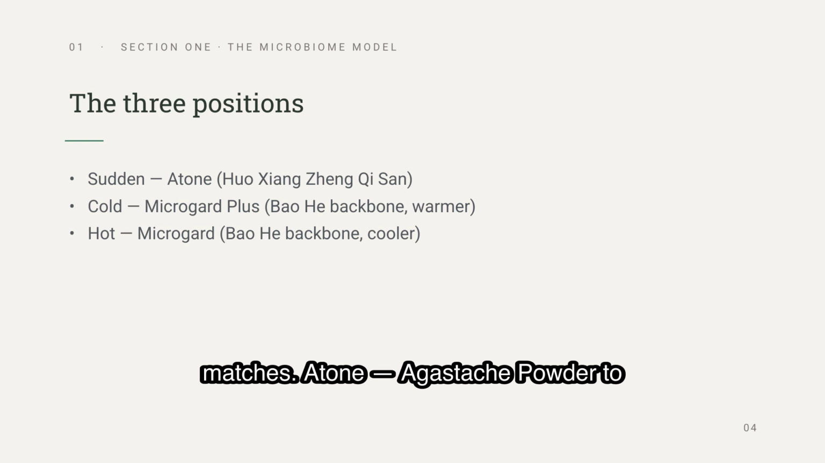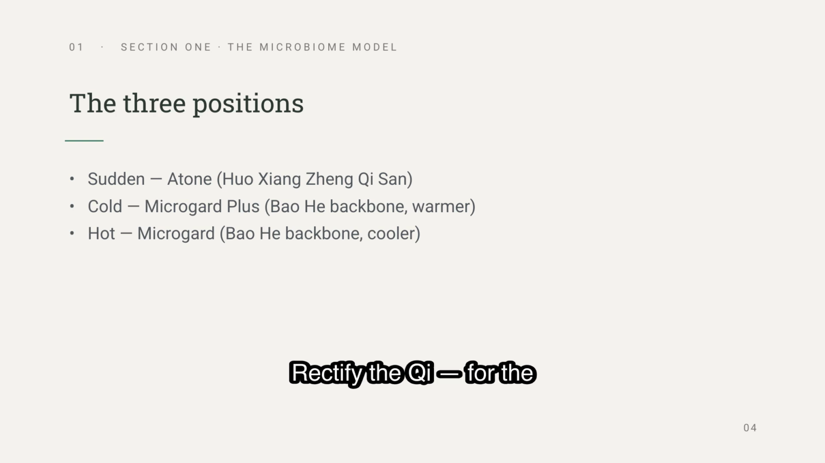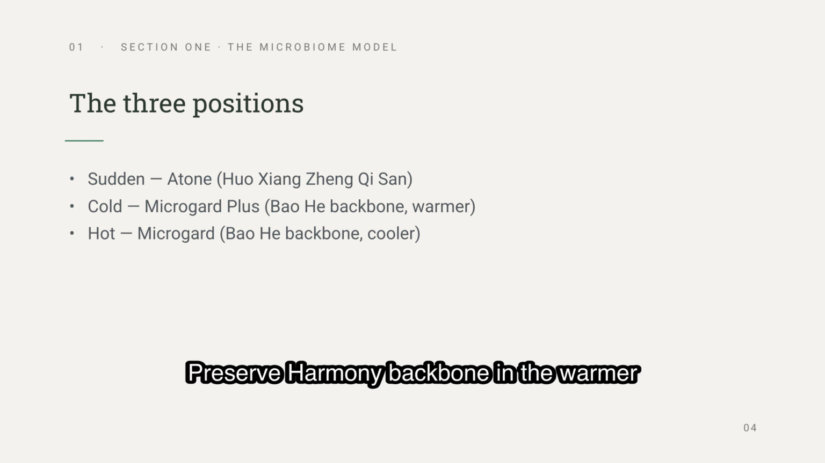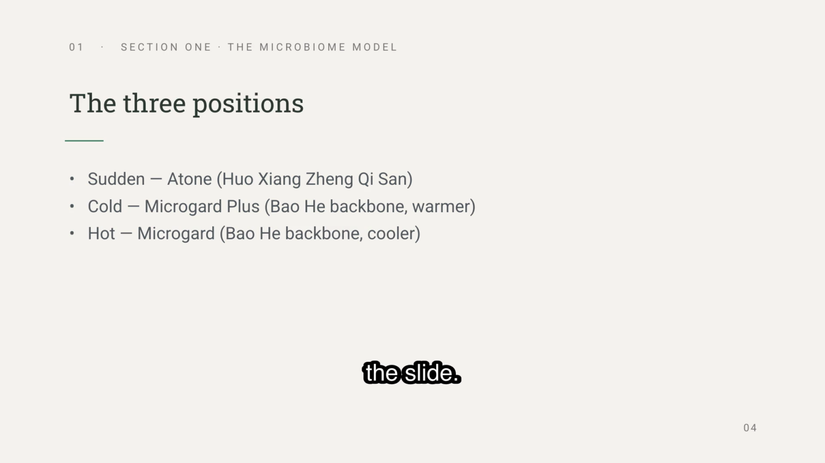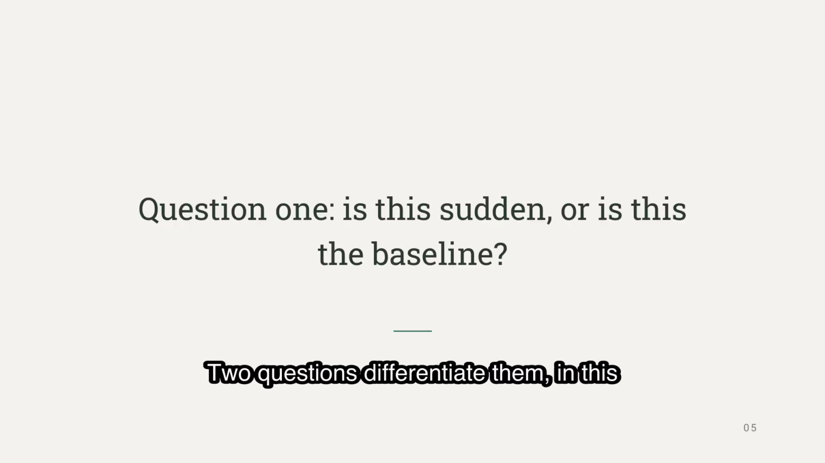Atone, agastache powder to rectify the qi, for the acute stall. Microguard Plus on a preserve harmony backbone in the warmer direction for the microbiome that runs cold. And Microguard, the same backbone in the cooler direction for the same picture with heat riding on top. The classical names are on the slide. 2 questions differentiate them in this order.